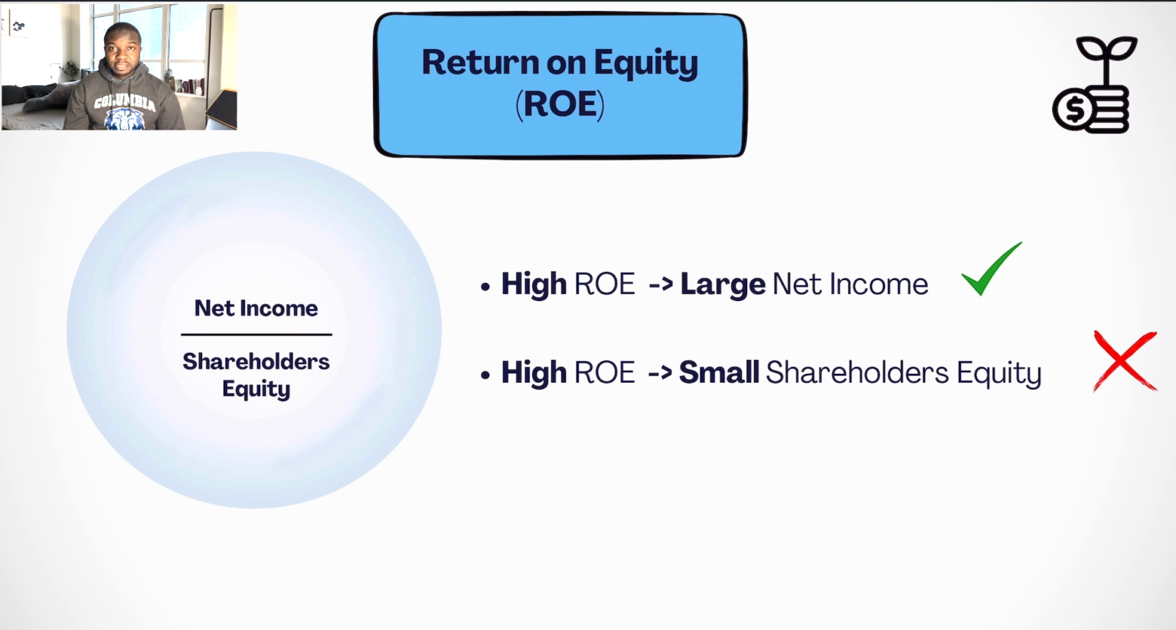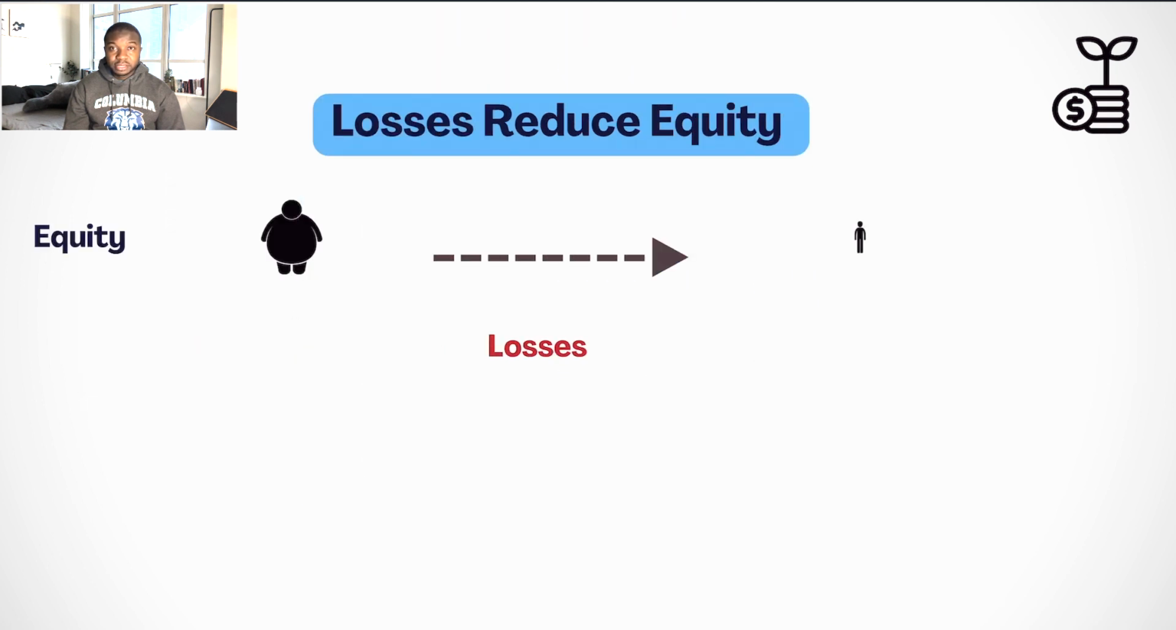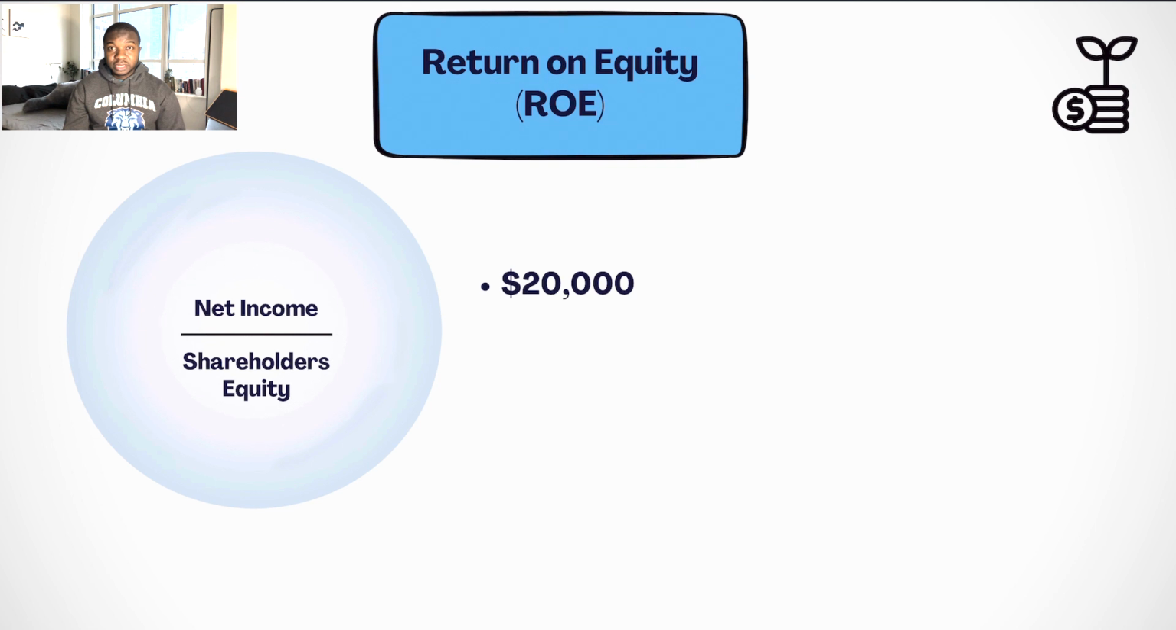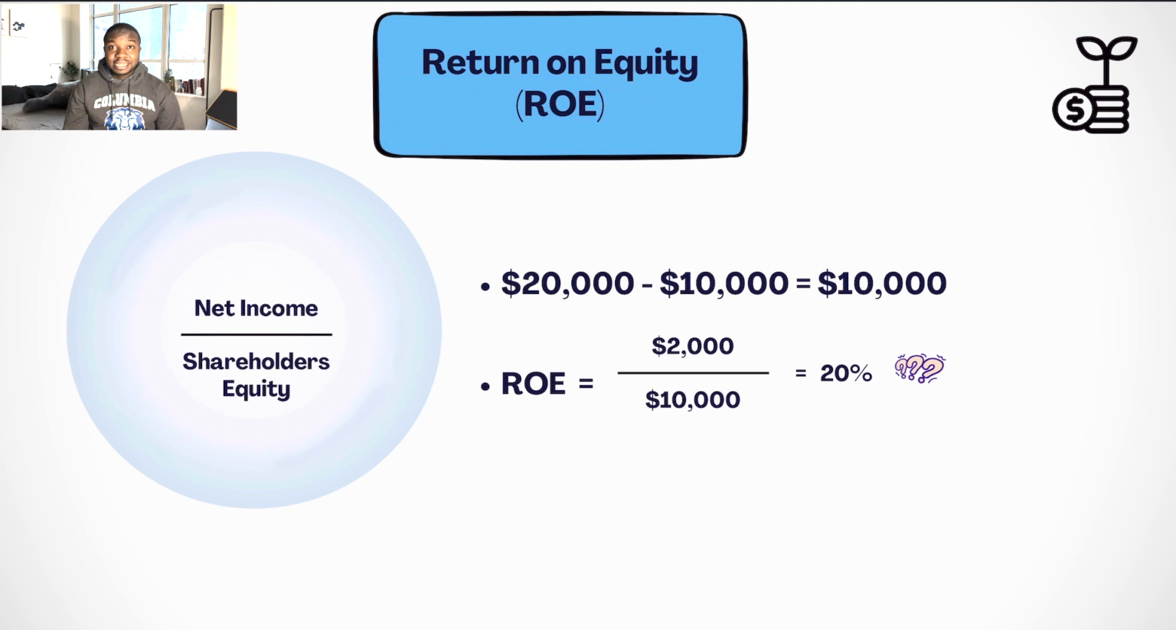If a company makes losses, the losses reduce shareholders' equity, just like profits increase the value of shareholders' equity. When losses reduce the value of shareholders' equity, it will make return on equity misleadingly high. For example, if a company started with $20,000 of equity 2 years ago and made a loss of $10,000 last year, the losses reduce equity to $10,000. If the company now makes $2,000 of profit this year, the return on equity in the current year will be 20%, which seems misleadingly high because if the company had not made a loss in the previous year, the return on equity would be 10%.